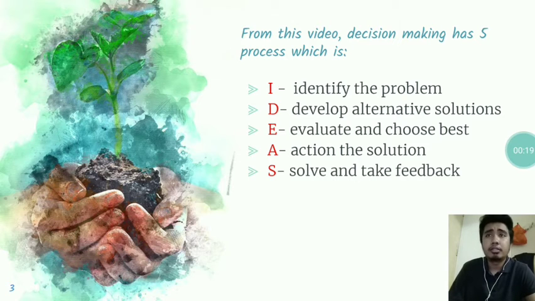Next is develop alternative solution. There are two ways of solving, which are fix it or solve it. Fix it is a temporary solution to correct the crisis, while solve it is a systematic solution to prevent the issue. You can choose either one.